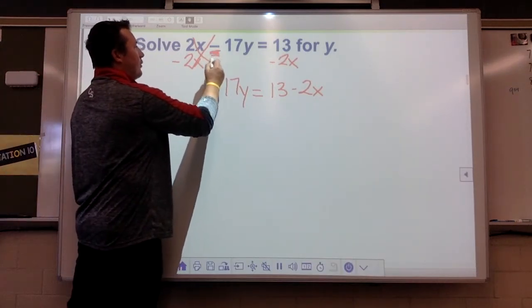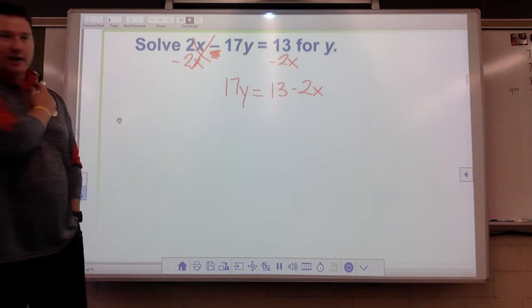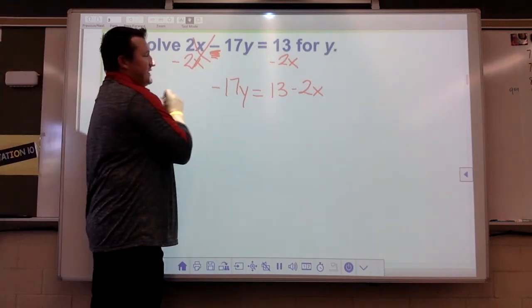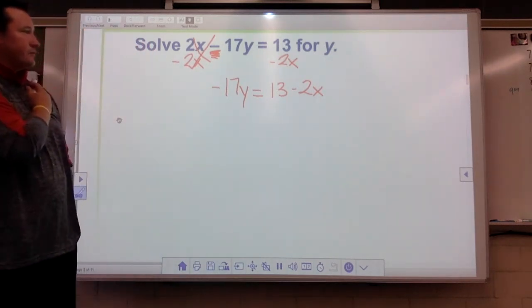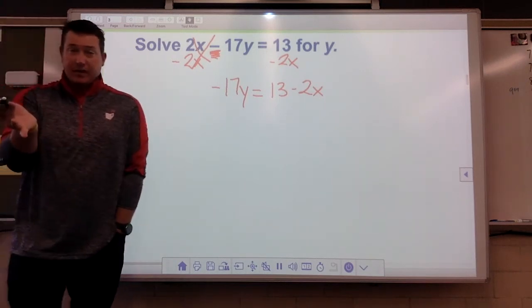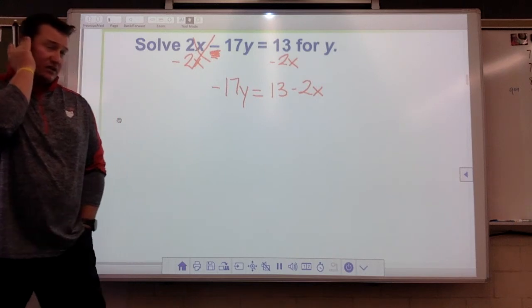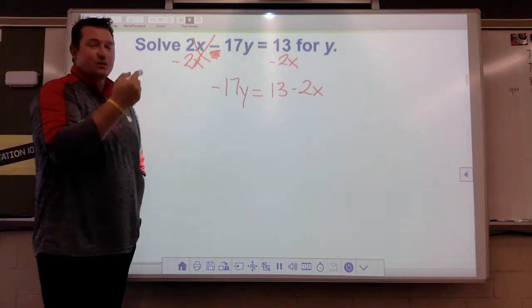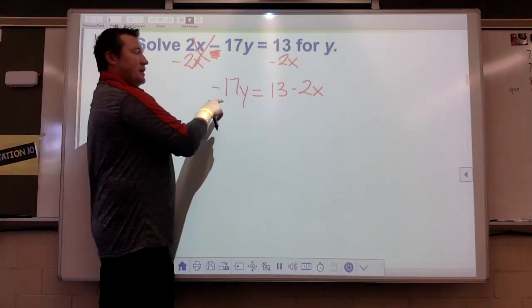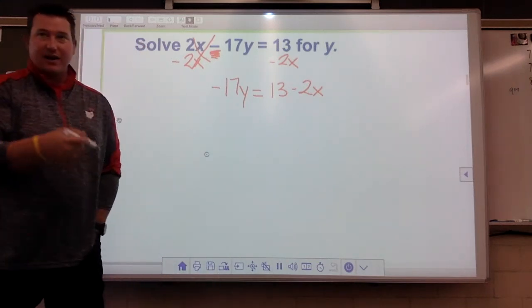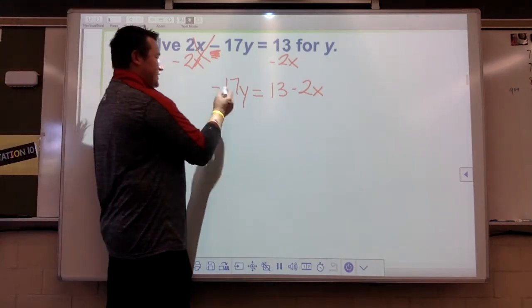I forgot all about this dude right here. Okay? It's a negative 17. It needs to stay that way. Okay? Now, we only have one step left to do, right? These aren't that bad. These are just two-steppers. Divide by that coefficient of negative 17. This is why that negative is kind of a big deal, right? Dividing by a positive number and a negative number aren't going to give us the same expression.